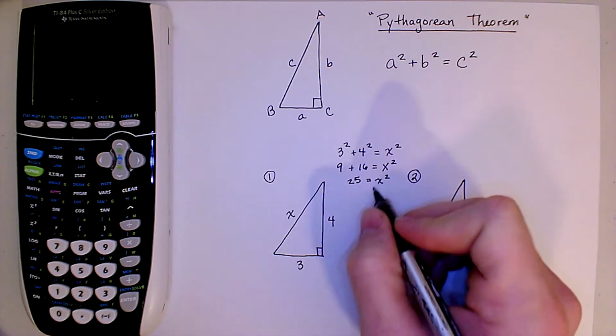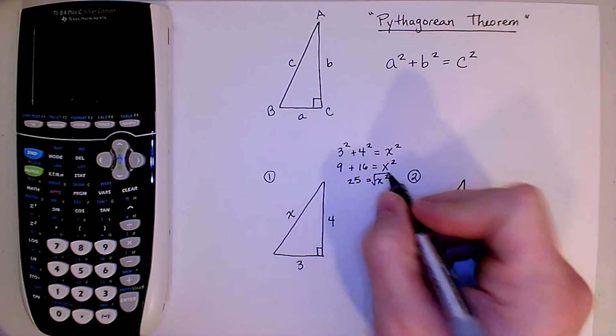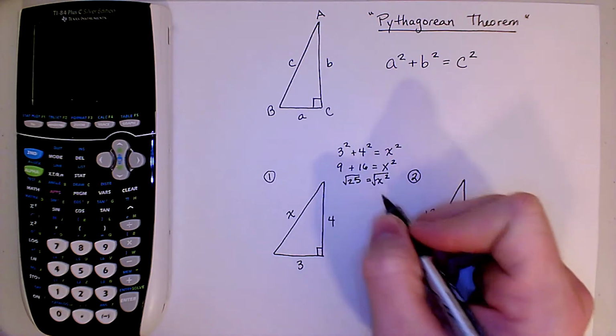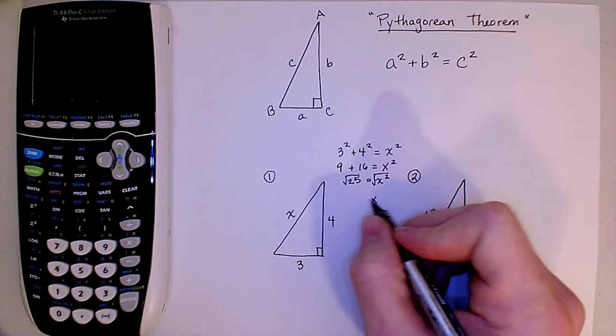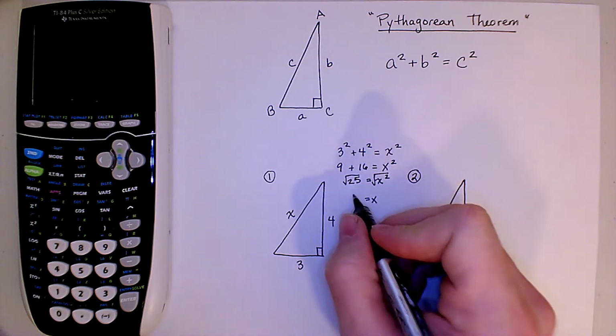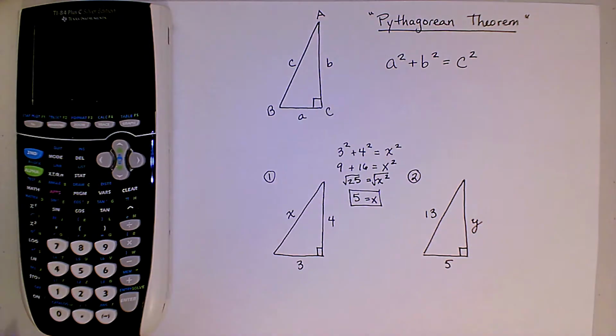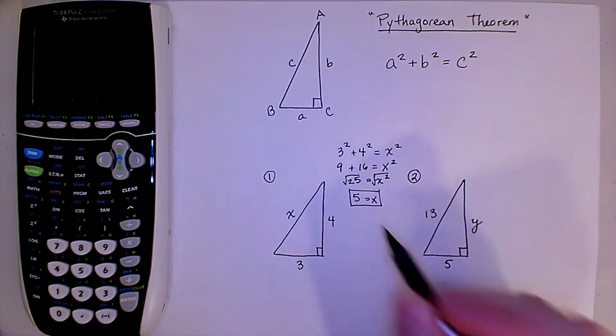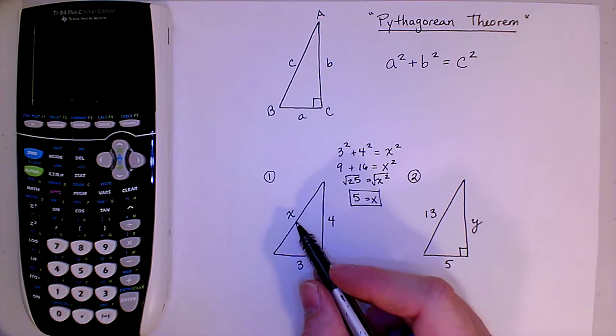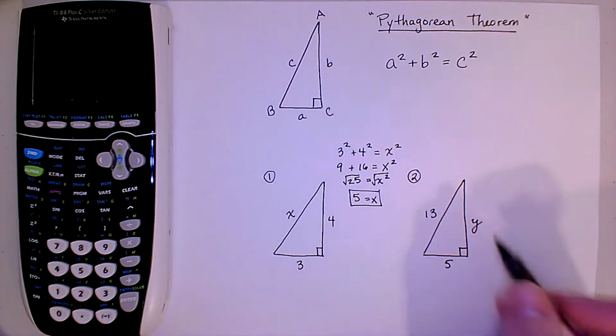And to get rid of that, I have to square root both sides. So I'm going to square root, and that's going to leave me with x equals the square root of 25, which is 5. That's how you would use the Pythagorean Theorem to solve for the hypotenuse. But let's look at number 2.